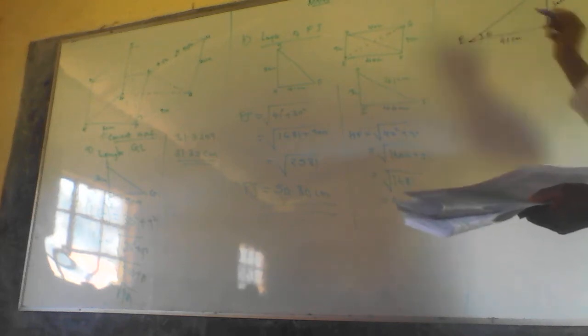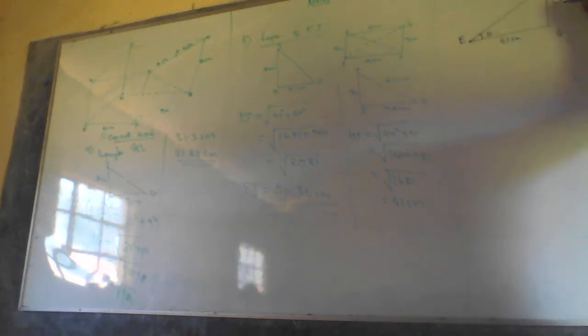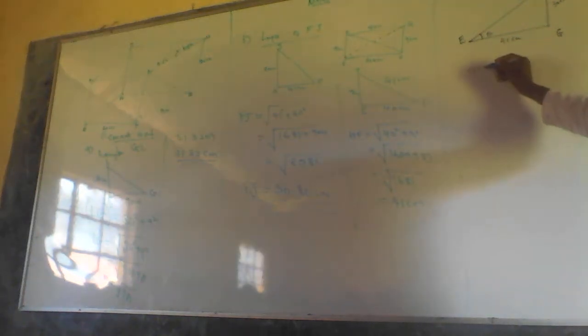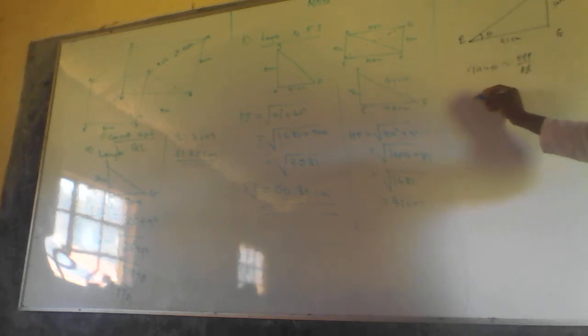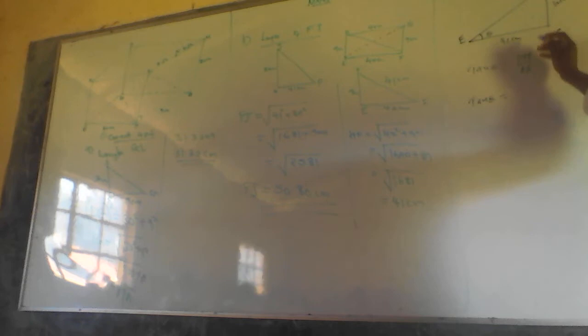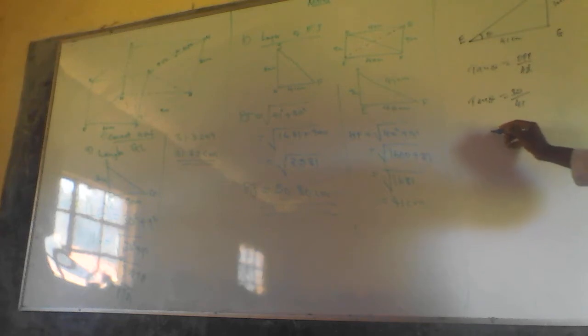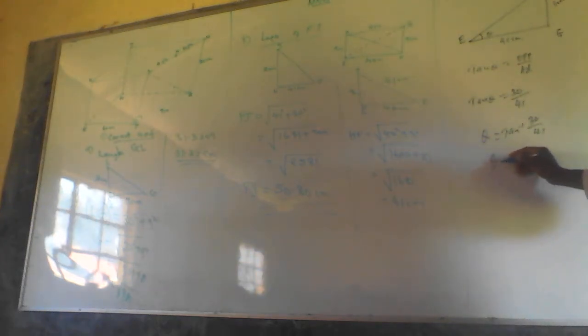So now to get this angle theta here, we use the trigonometric ratio, that is SOHCAHTOA. Under SOHCAHTOA, we have the opposite, we also have the adjacent. So which trigonometric ratio do we use? We say tan theta is equal to opposite over adjacent, which is the same as saying tan theta is equal to the opposite, which is 30, divided by the adjacent, which is 41. Therefore theta is equal to the tan inverse of 30 over 41.